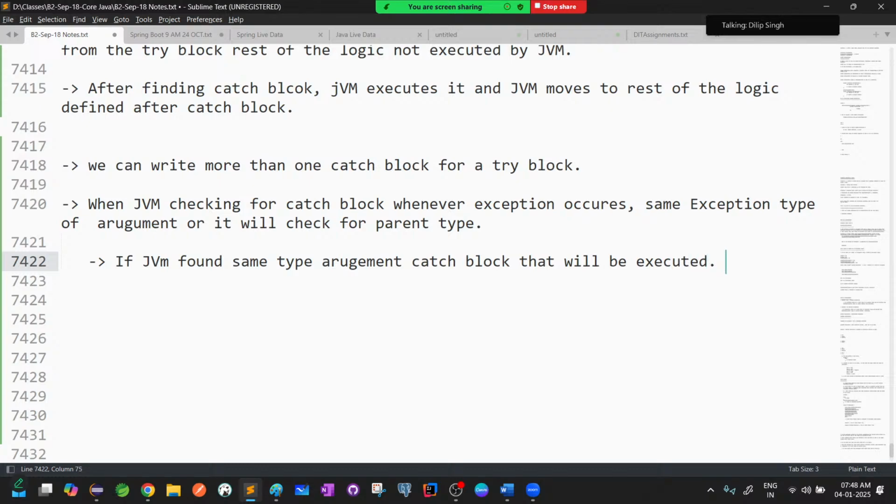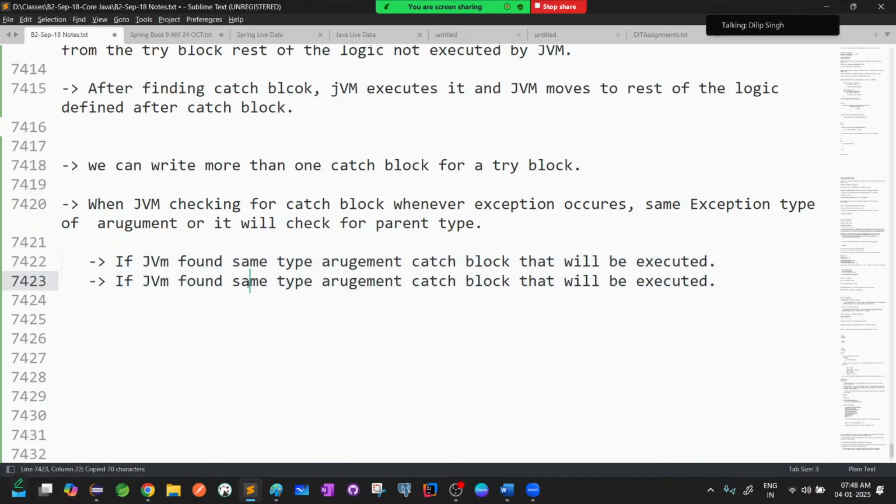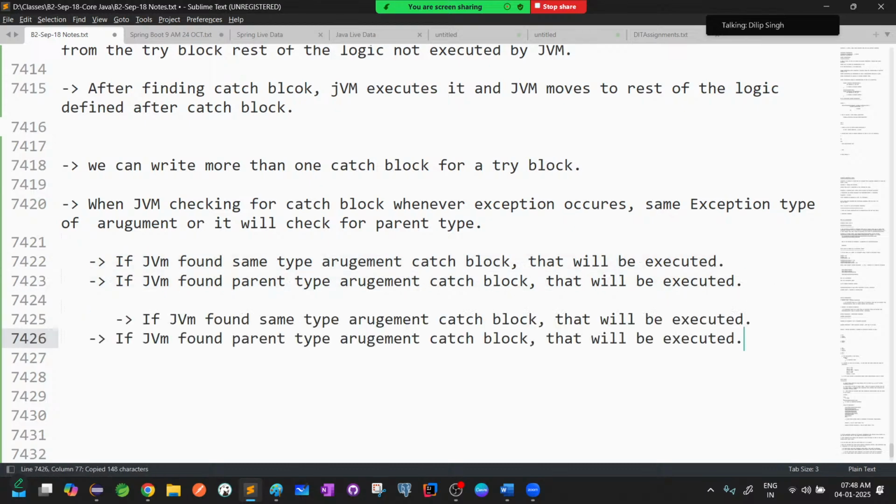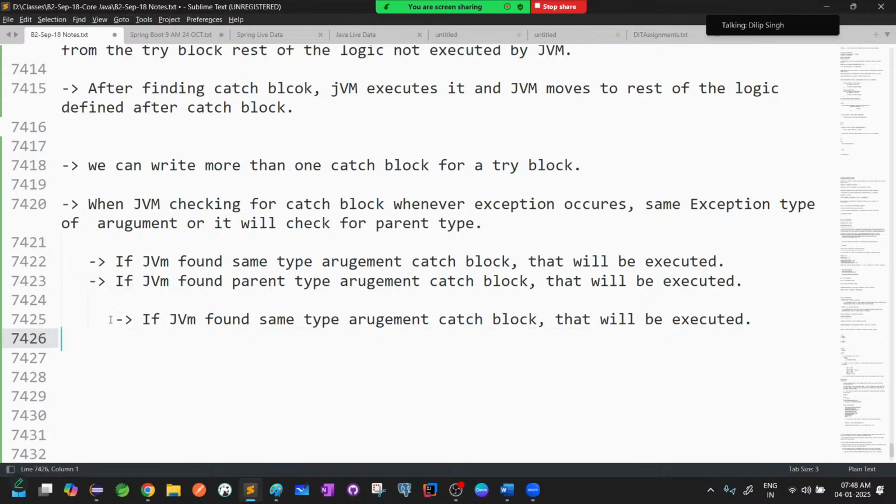That will be executed. Okay, fine. And the second point is, if the JVM finds the parent type argument catch block, that will be executed, in case it does not find the same type. Even if the same and parent type are both not found, then the JVM terminates the process.